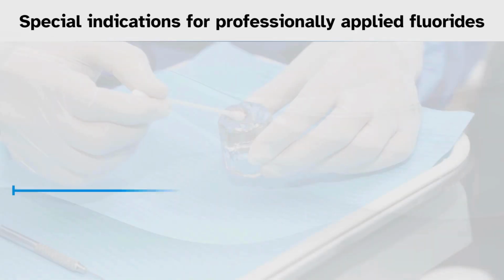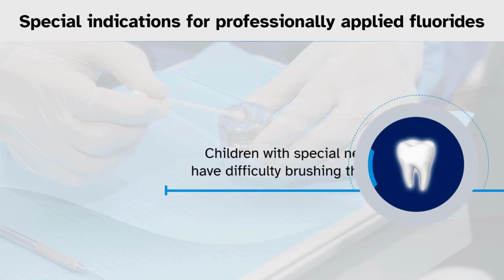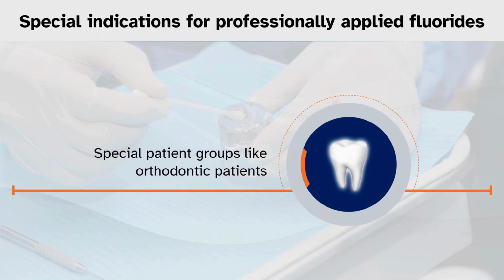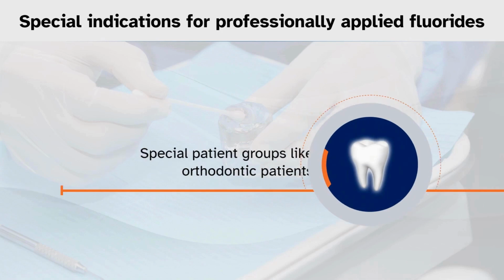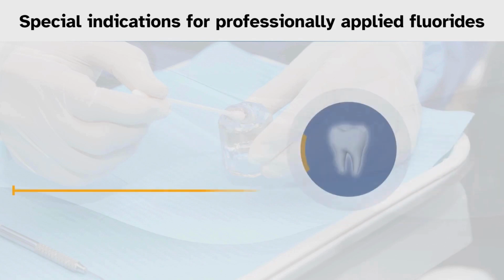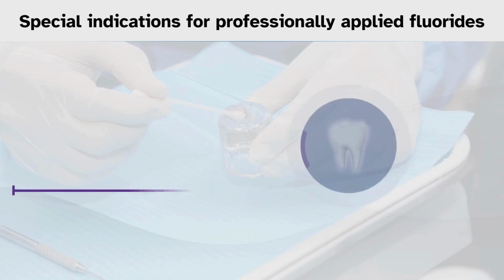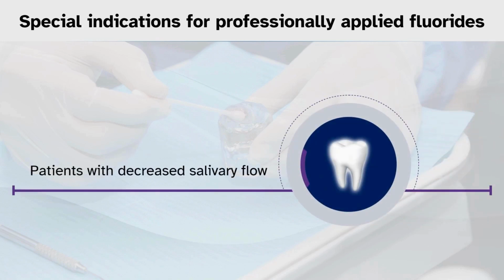Other than for all children who are more than 2 years, professionally applied fluorides are also specifically indicated for other groups, such as children with special needs who have difficulty brushing their teeth, special patient groups like orthodontic patients, patients who are at high risk for caries, for example, after gum surgeries, patients undergoing head and neck irradiation, and patients with decreased salivary flow.